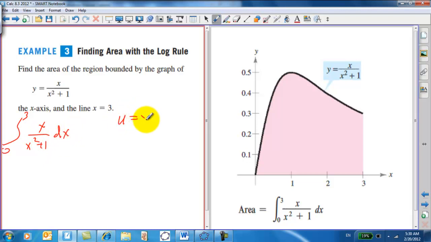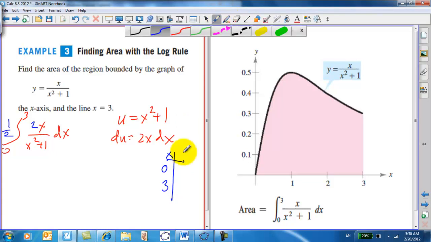Let's let u equal x squared plus 1, the bottom function. So du is 2x dx. So we do have to sneak in a 2 here, and a 1/2 outside. And also, we're going to change our variables, so we're also going to change our limits of integration. If x is going from 0 to 3, u will go from, put in 0 up here, 0 squared plus 1 is 1. 3 squared plus 1 is 10.